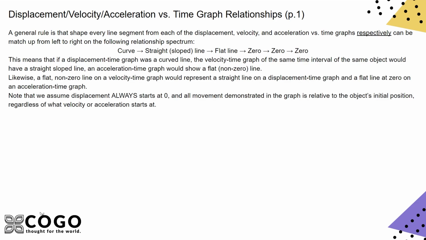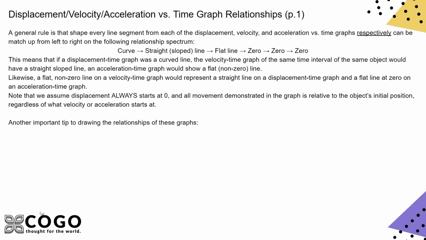Note that we assume displacement always starts at 0, and all movement demonstrated in the graph is relative to the object's initial position, regardless of what velocity or acceleration starts at. Don't worry if this doesn't make sense entirely yet. We'll go over an example in the next slide that will hopefully clear things up a bit.